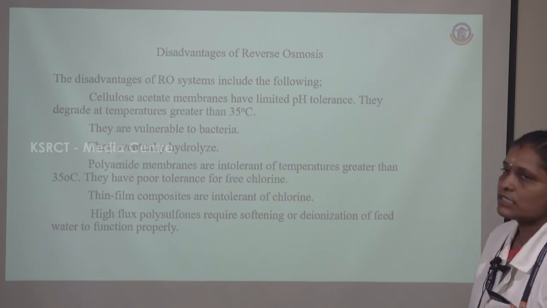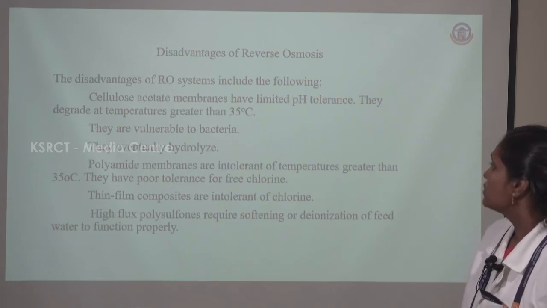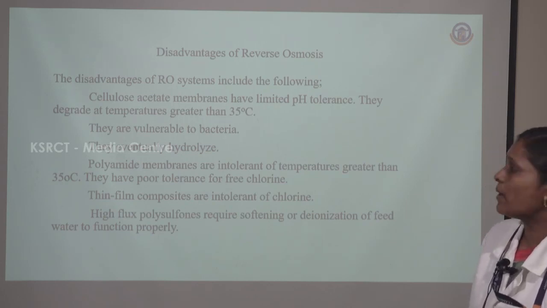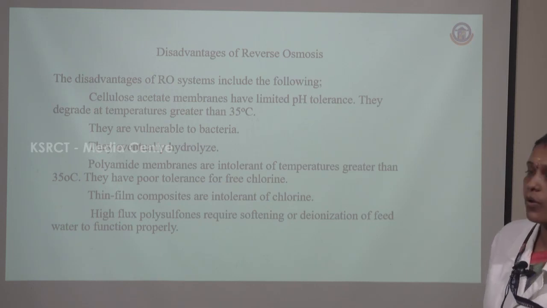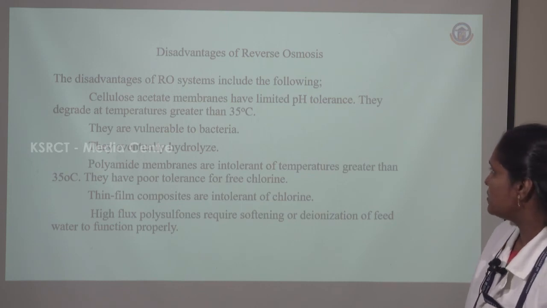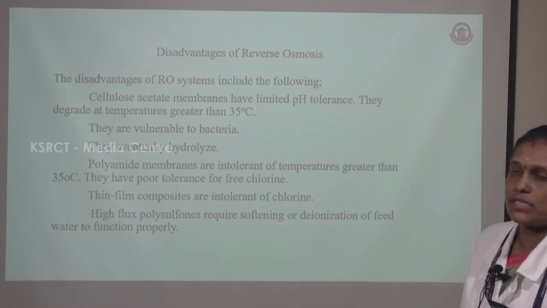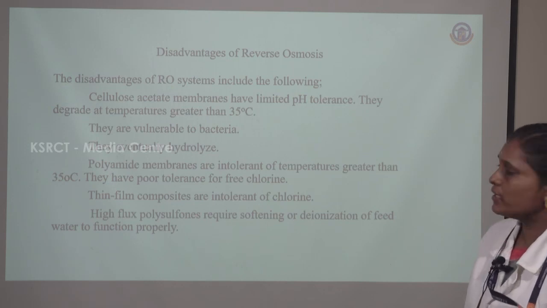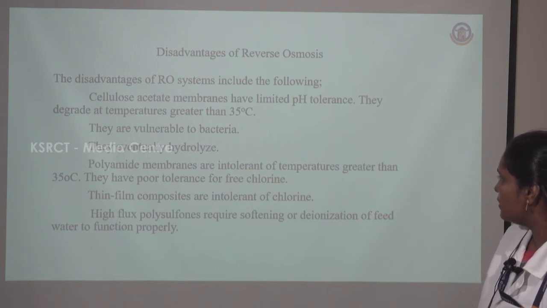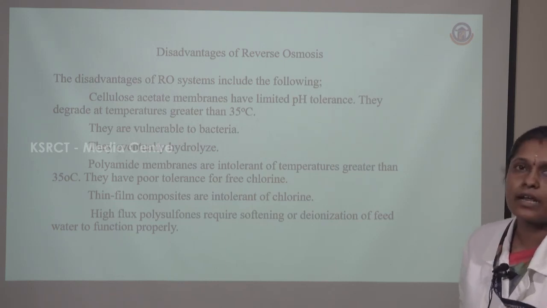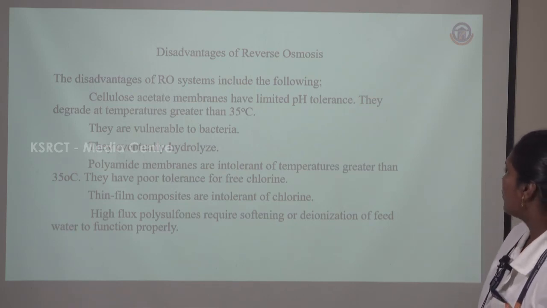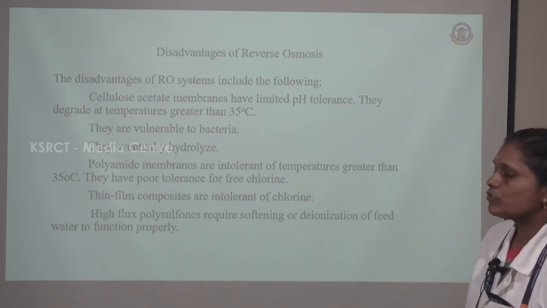And we see the disadvantages of reverse osmosis. Disadvantages of RO systems include the following. Cellulose acetate membranes have limited pH tolerance. They degrade at temperatures greater than 35 degrees Celsius and are vulnerable to bacteria, so they eventually hydrolyze. Polyamide membranes and thin film composites are intolerant of chlorine, because the water contains chlorine. The high flux polysulfonates require softening or deionization of feed water to function properly.